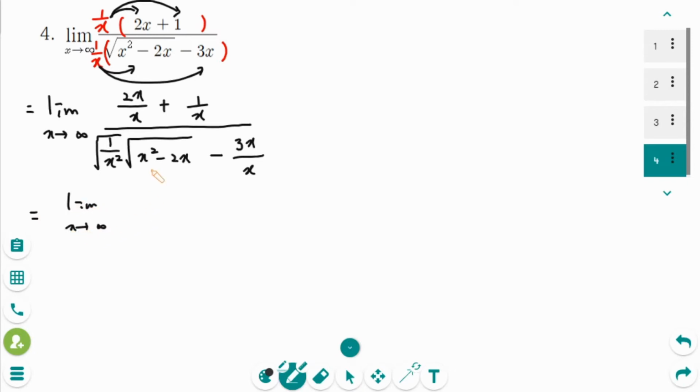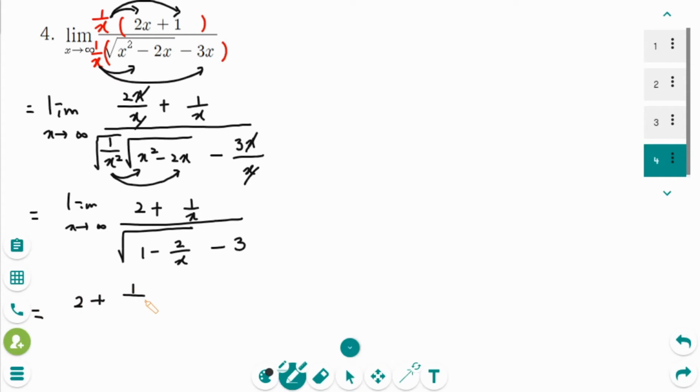And then simplify. This is 2 plus 1 over x over, we can expand in here. This is a square root of 1 minus 2x over x squared, which is 2 over x, then minus 3. Like this. Then put infinity into x. So 2 plus 1 over infinity over square root of 1 minus 2 over infinity minus 3.